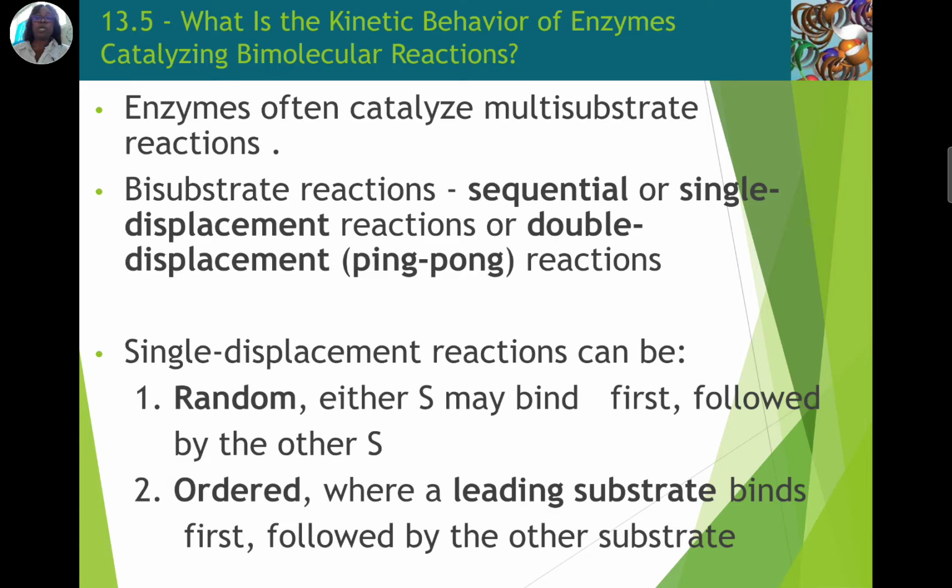So when we look at the single displacement reactions, they can either be random, which means that if I'm substrate A and I get to the enzyme first, then I get to react. If I'm substrate B and I get to the enzyme first, then I get to react. Or it can be ordered. That means that if substrate B gets to the enzyme first, the enzyme's going to say, A always comes before B in my reaction. So in ordered, the lead substrate has to bind first. So A would have to get there and bind before B is allowed to get in. So we can either have a random single displacement reaction or an ordered single displacement reaction.